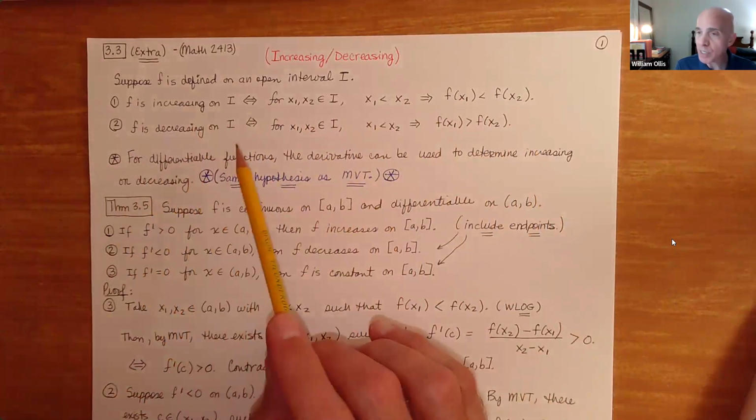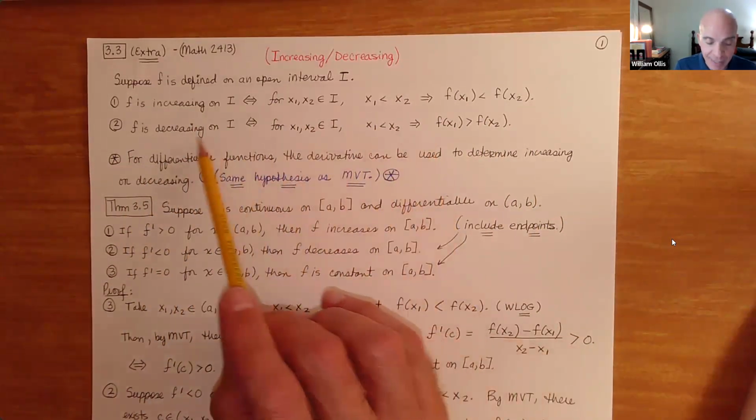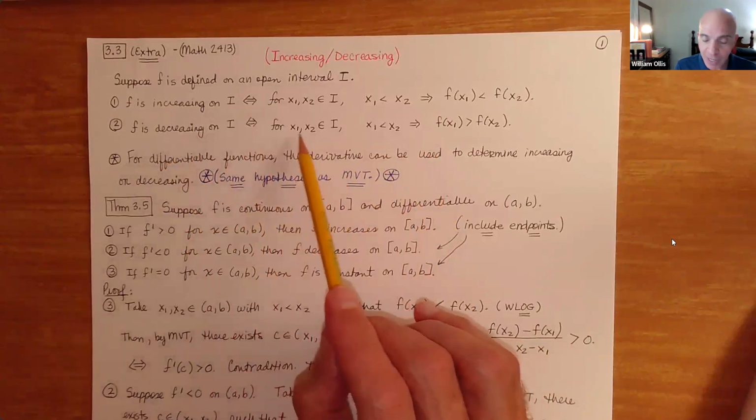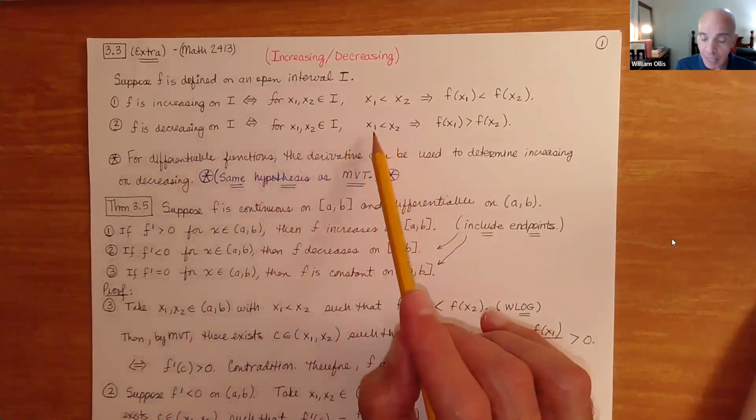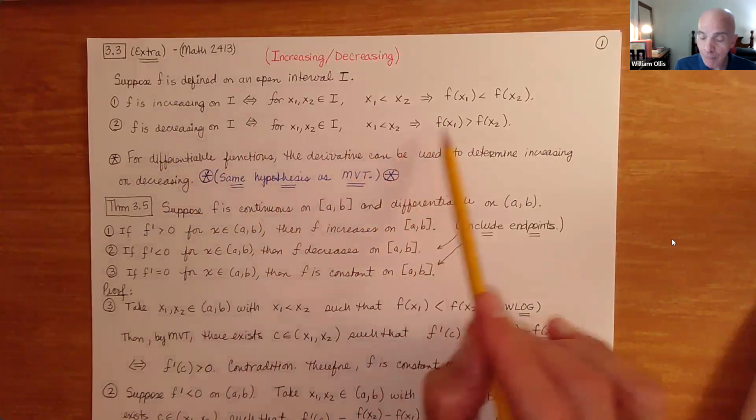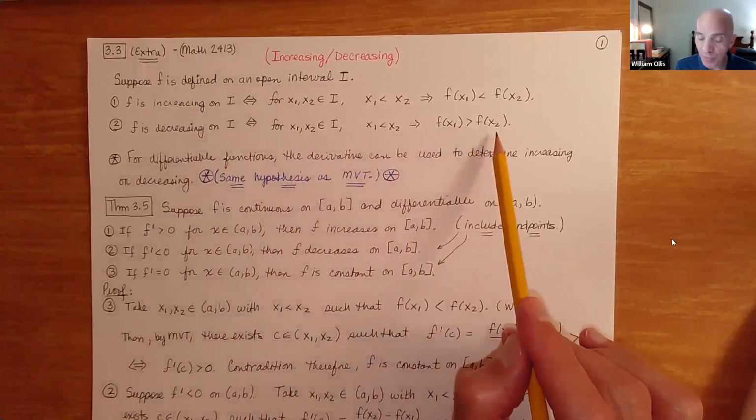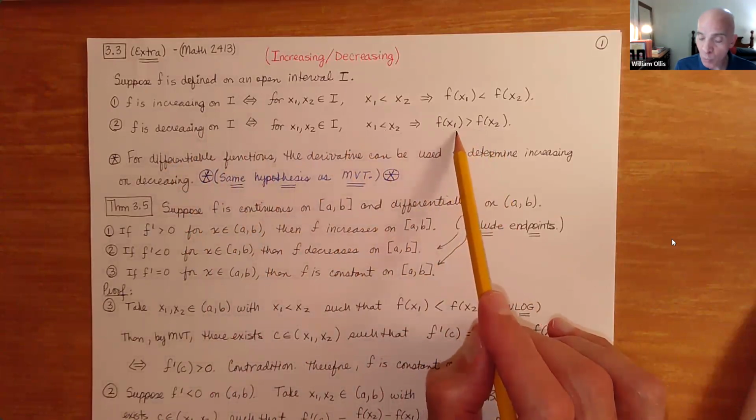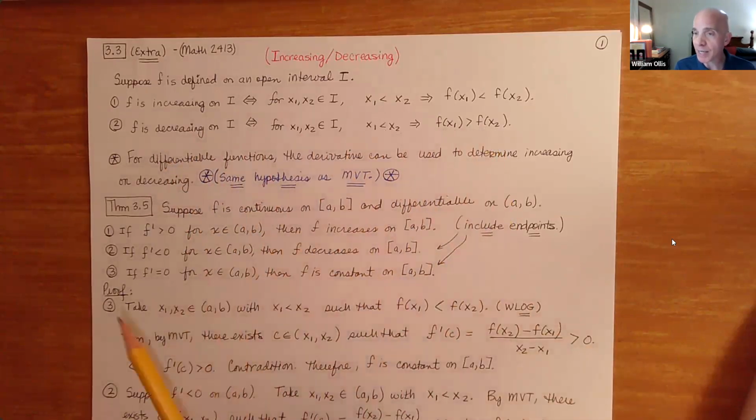And so for decreasing, there's just one adjustment. Again, f decreases on I if for x1, x2 elements in I, if x1 is less than x2, then the values actually get smaller. That is, the function value at x1 is greater than the function value at x2. So that is really what we had in our previous courses. And this degree of precision is needed because the algebra will tell us if we have an increasing function or a decreasing function. We just need a way to assign the arithmetic in a precise way.